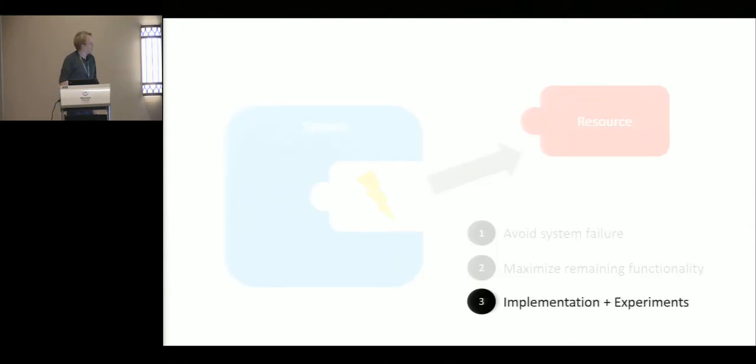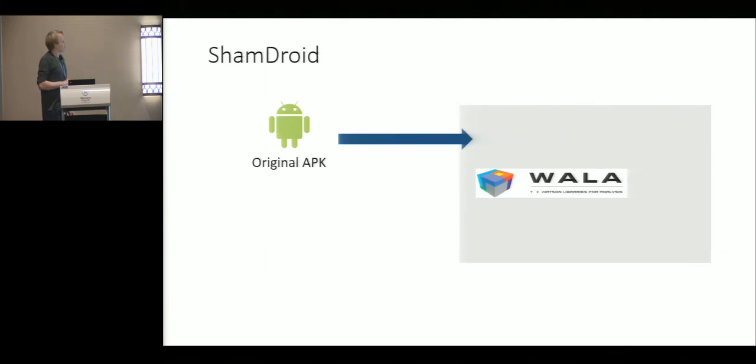So now, of course, the important part in this work is actually checking out, does this work in practice? And so we have implemented our tool as a program transformation. It's called ShamDroid, and it really goes from the original APK to an APK that does not use the particular resource anymore. So we use the WALA static analysis toolkit for our analysis here. And we make use of a bunch of other projects that helped us implementing our vision here.